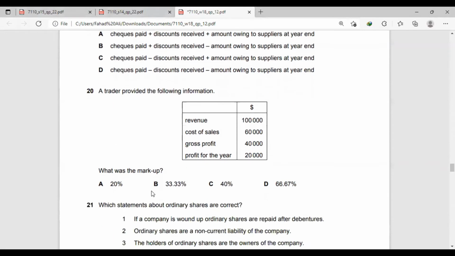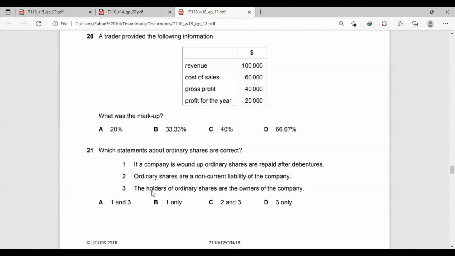That's the easiest one, I guess. A trader provided the following information: revenue $1 lakh, sorry, $1 lakh, cost of sales $60,000, gross profit $40,000, and profit for the year $20,000. What was the markup? Markup is gross profit as a percentage of cost. So 40,000 divided by 60,000 into 100. Let me calculate that. It would be 66.67, which is D.